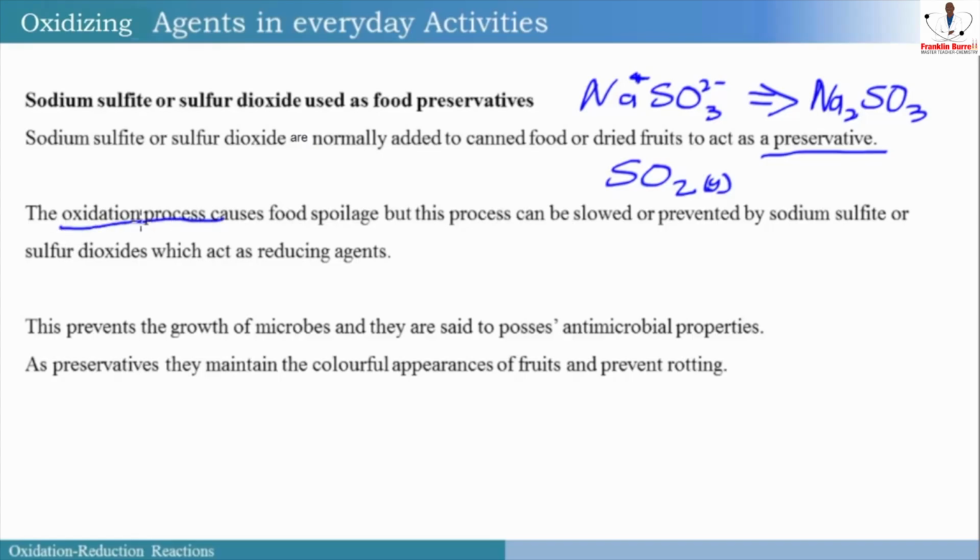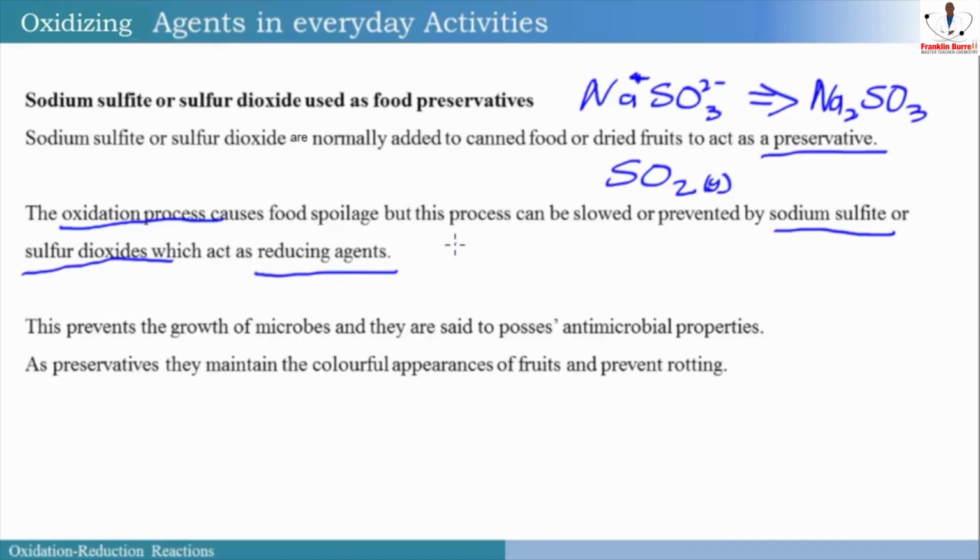So this process causes the spoilage of foods, but it can be slowed by using a reducing agent. So the oxidation process that causes food spoilage, we're going to cause it to slow down by adding sodium sulfite or sulfur dioxide, which is going to act now as your reducing agent. So how does this prevent the spoilage of food?